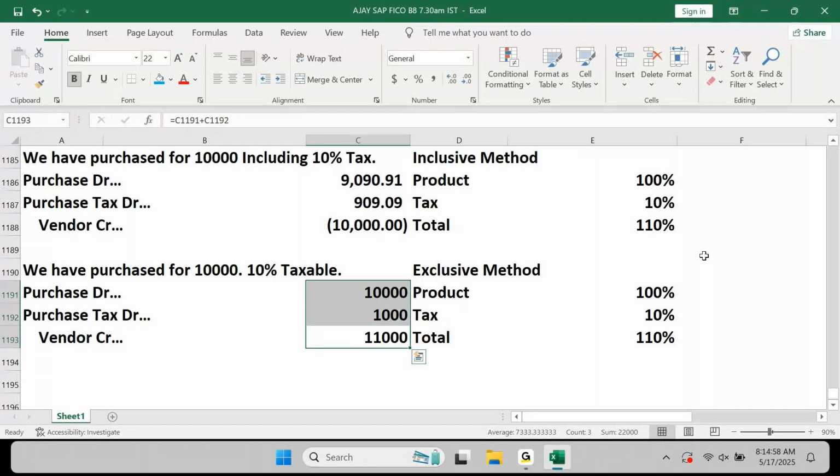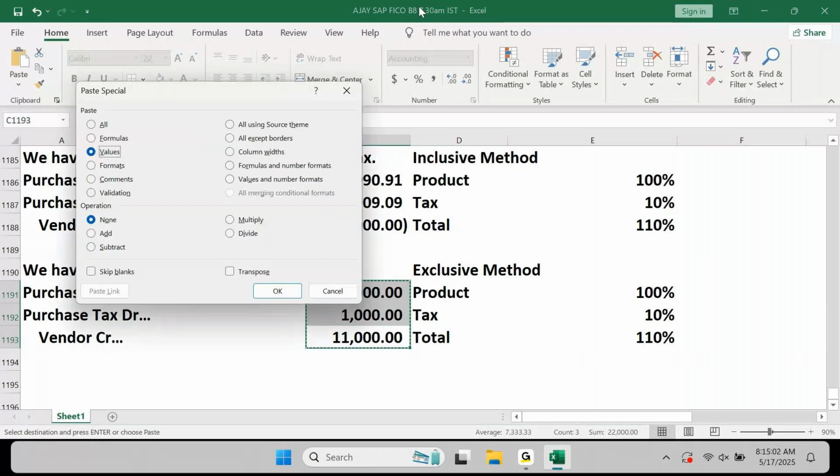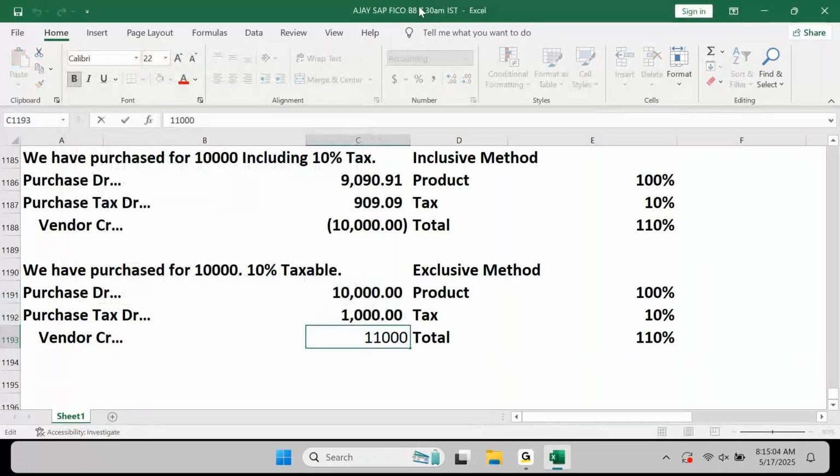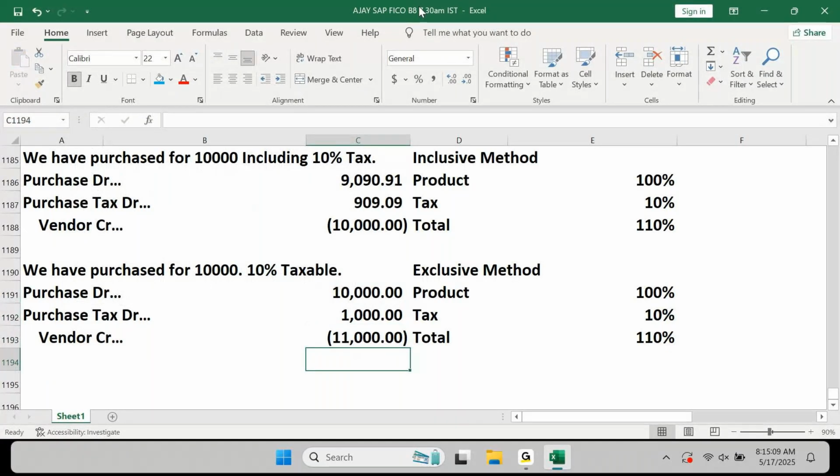Same entry, there is a change in the value just because of one word, inclusive, exclusive. Just because of the inclusive or exclusive tax wording, the way you are calculating the amount is changed, and this calculation is what you need to understand. Even when you buy, some places you will get the invoice or bill in this manner, some places in this manner. Both are possible.